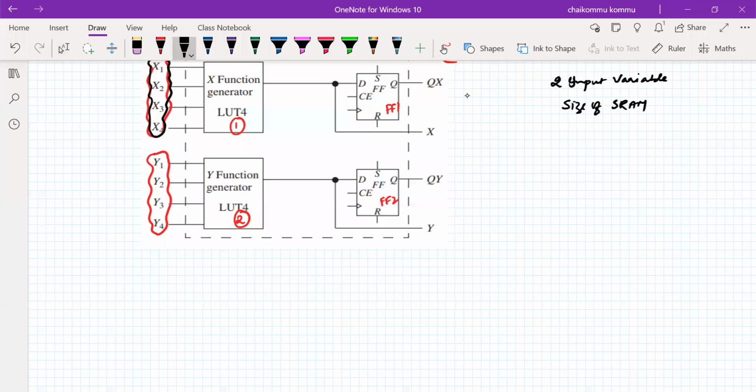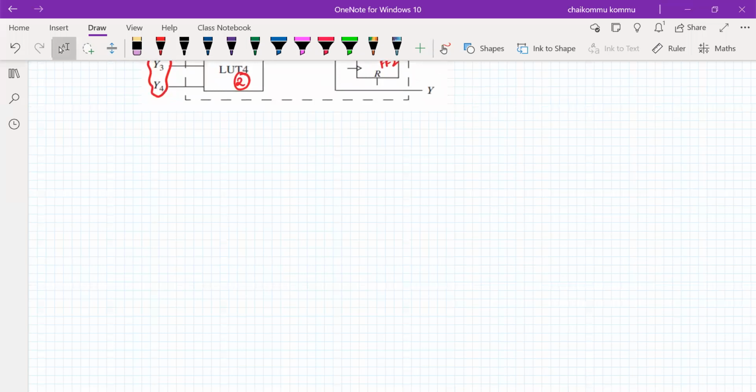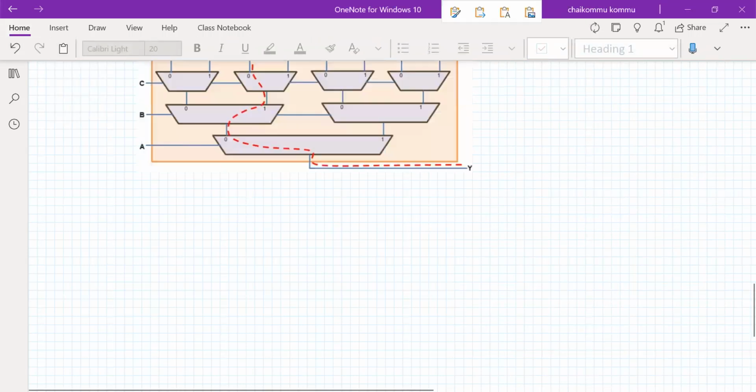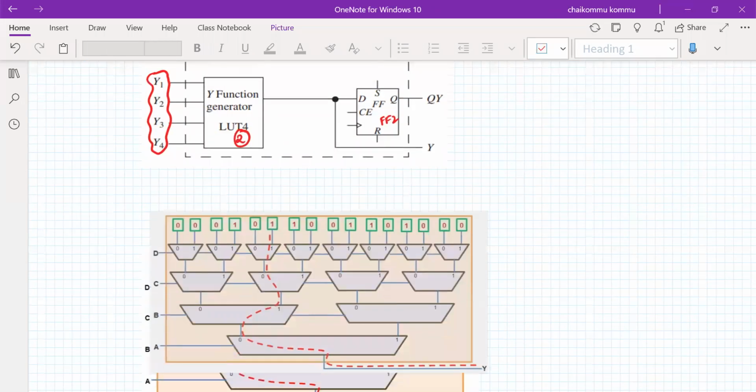Therefore, what is the internal structure of the 4 input lookup table? I will show you now, so that it will be better to understand the point. It is something like this. I want to copy this, and paste it here. For each and every lookup table, it looks something like this. So here you can see.